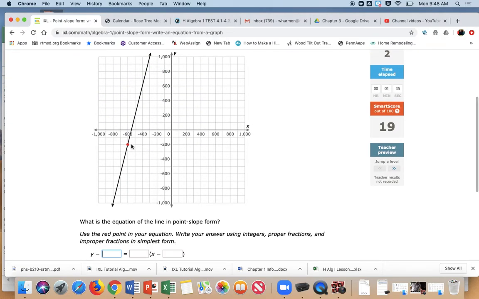Now let's go to this one. That point looks like it's negative 600, negative 200. So y is negative 200 and x is negative 600. Now I need to figure out my slope. So there's my point I'm going to choose. I'm going to go from here to there. So I go up 100, 200, 300, 400, and I go over 100. 400 over 100 is simply 4.